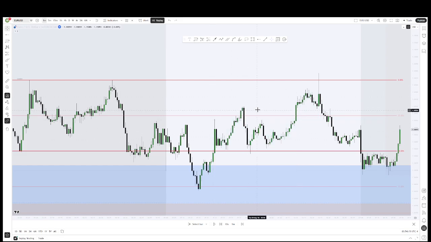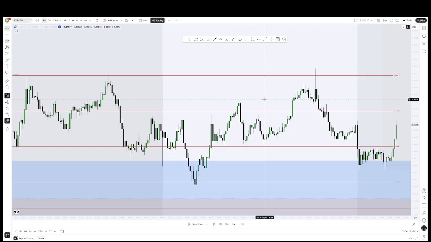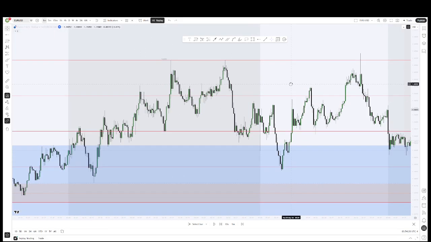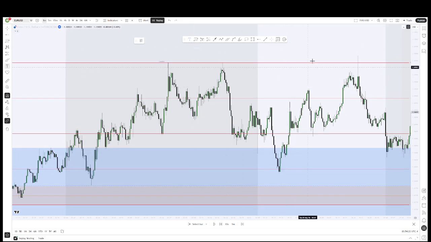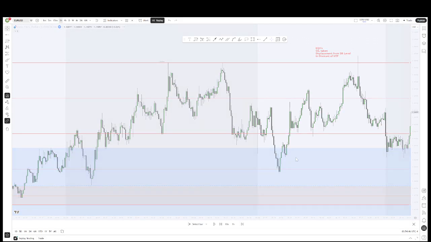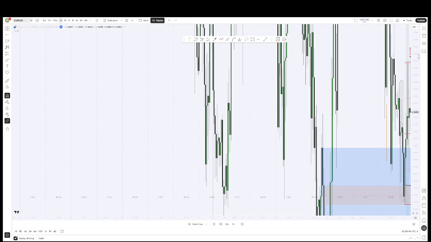Yes, it's during lunch, so you have to choose whether you do it or not. But this fits lots of my criteria, because we have equal highs. Sell side liquidity is taken. You have a displacement from a dealing range level, and also we are in discount of the higher time frame.